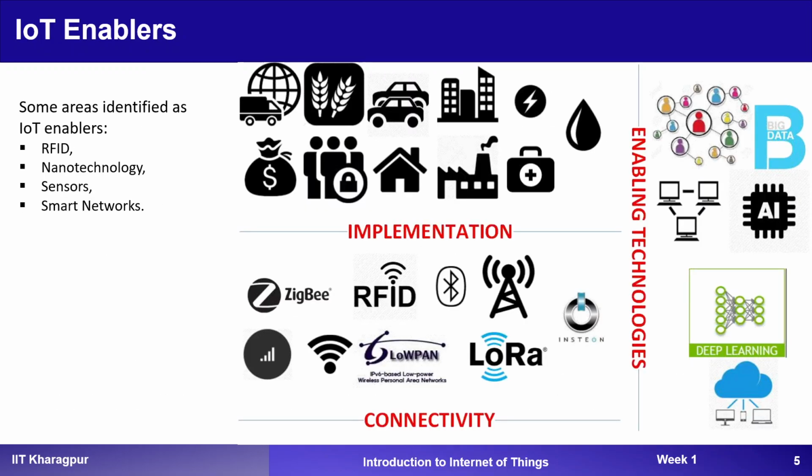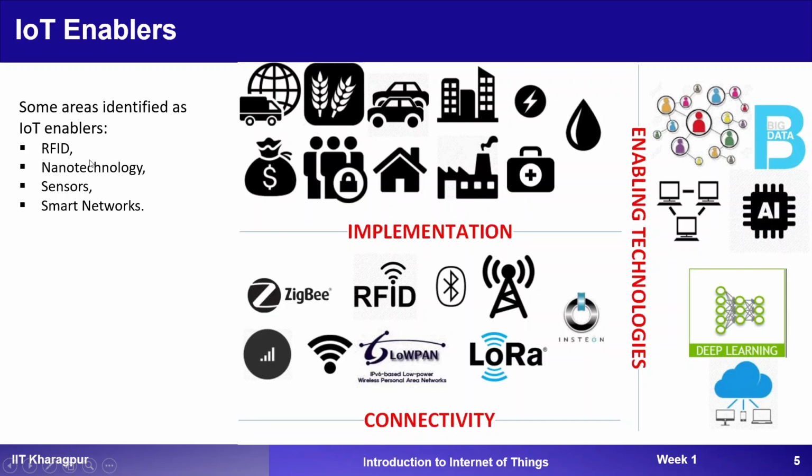Now the IoT enablers. There are various enablers which are responsible for implementing IoT, the Internet of Things. The first one is RFID. I have already told you that by deploying RFID over the devices, you can track them. The second one is nanotechnology, the third is sensors, and the fourth one is smart network.